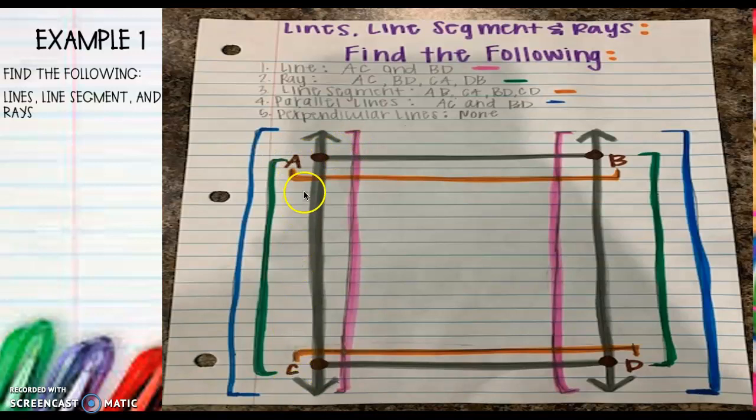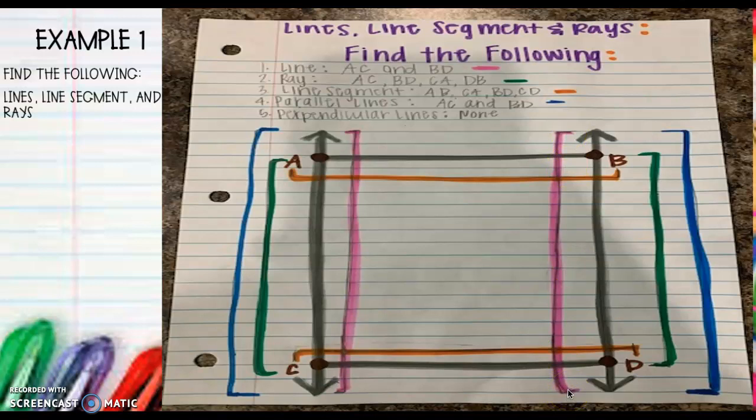And why is it AC? Because it goes from this one to this one. That makes this one A, and it starts at A and it ends at C. So AC, or it is going to be BD. Either one will work for me. It goes here to here.